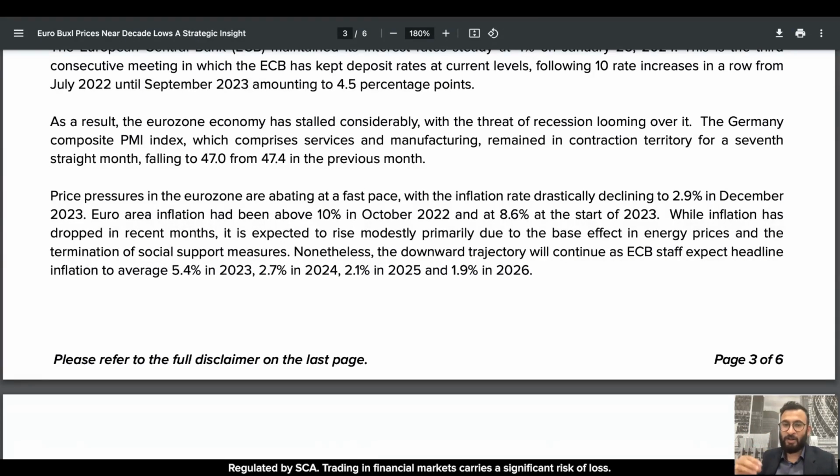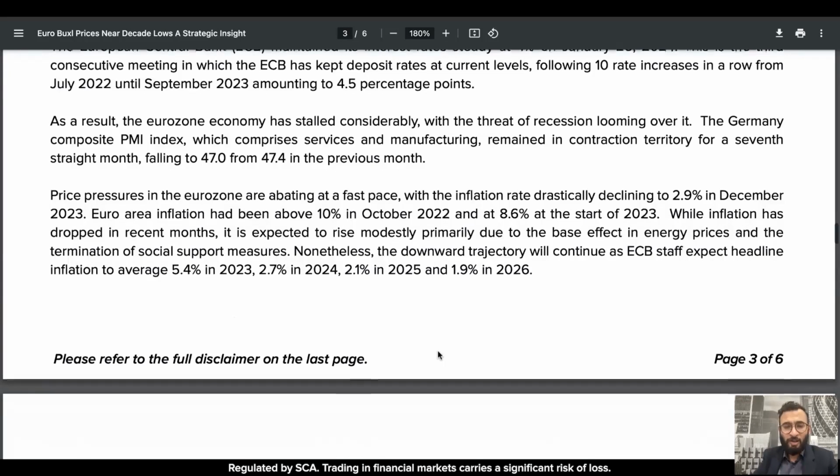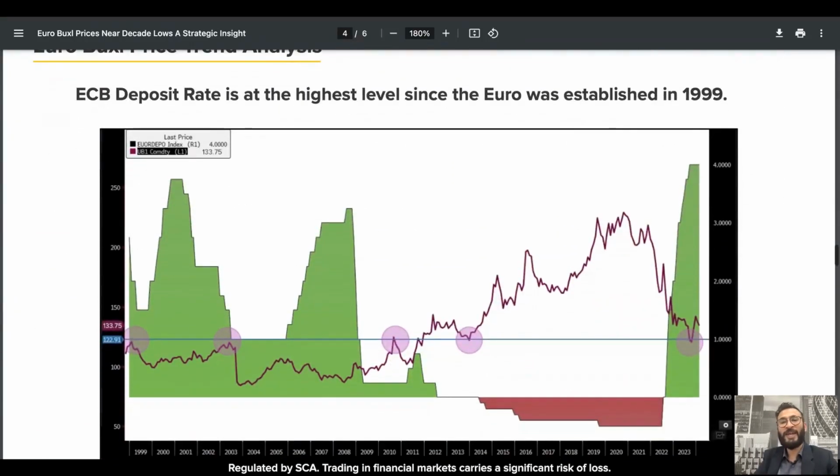It is still expected to rise modestly due to the increase in oil prices. And again, let's not forget that the Russia-Ukraine war is still on, so Europe has its neck out in the Russia-Ukraine war. But we still expect a lot of downward trajectory. So the average inflation will be around 2.7% in 2024, could go down by 2025, and then further to 1.9% in 2026. I was telling you, look at this green part, the deposit rate.